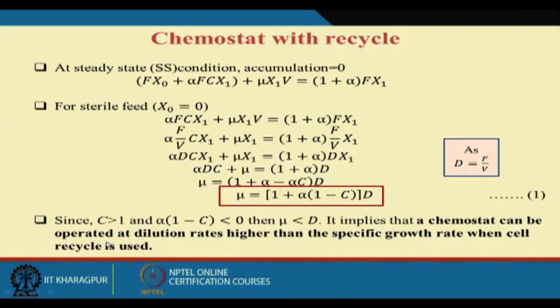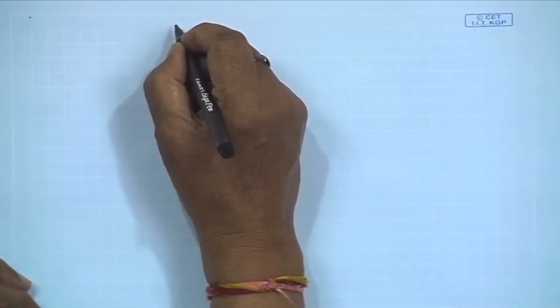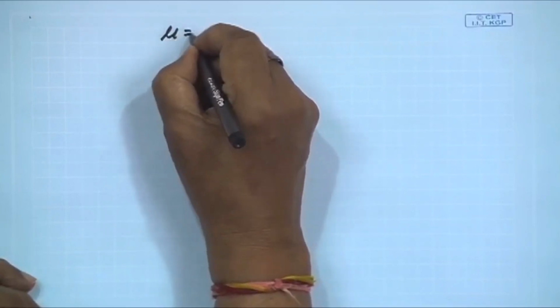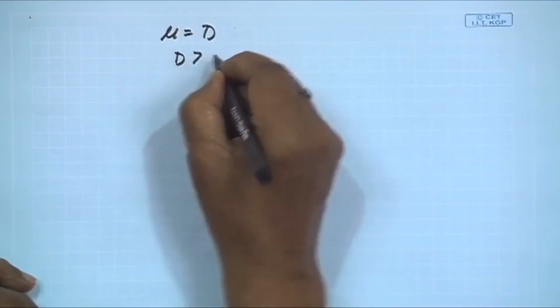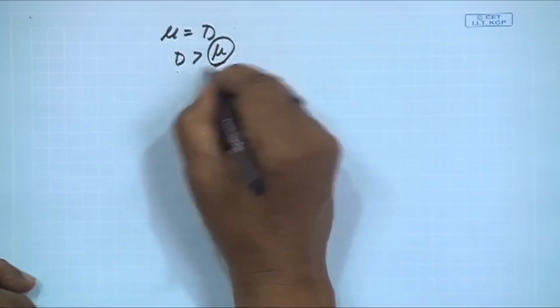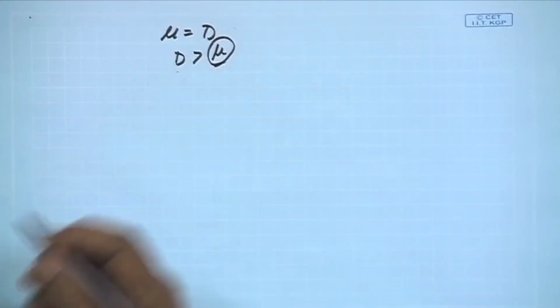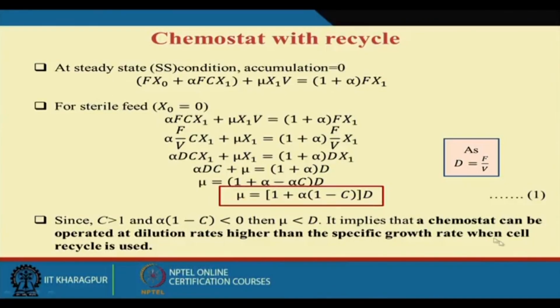Because I can show you that in case of sterile feed and steady state conditions, mu equals D. I have already shown you. Now here D is greater than mu, so we can operate that. Your cells will not be washed out from the system. That is why we have written here that a chemostat can be operated at a dilution rate higher than the specific growth rate when cell recycling is used.